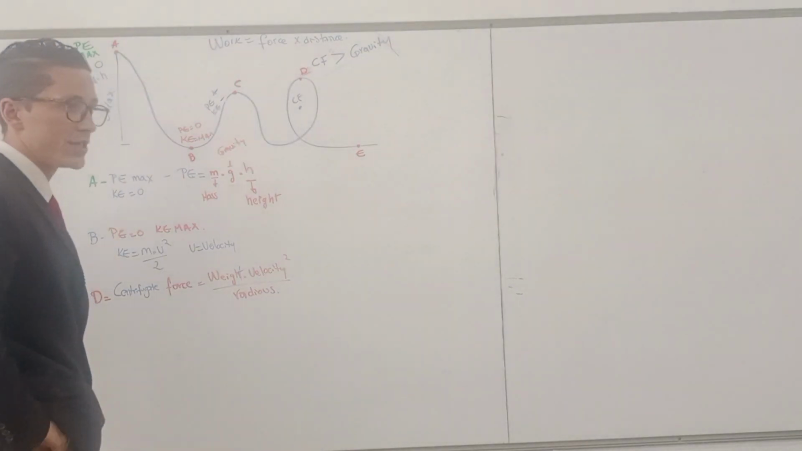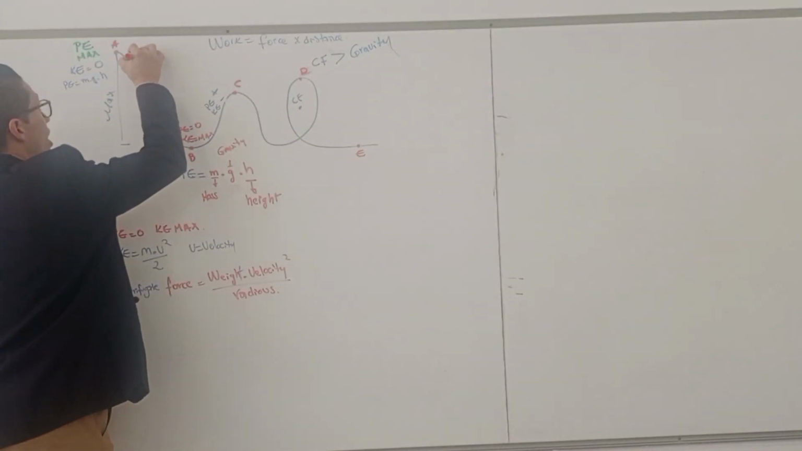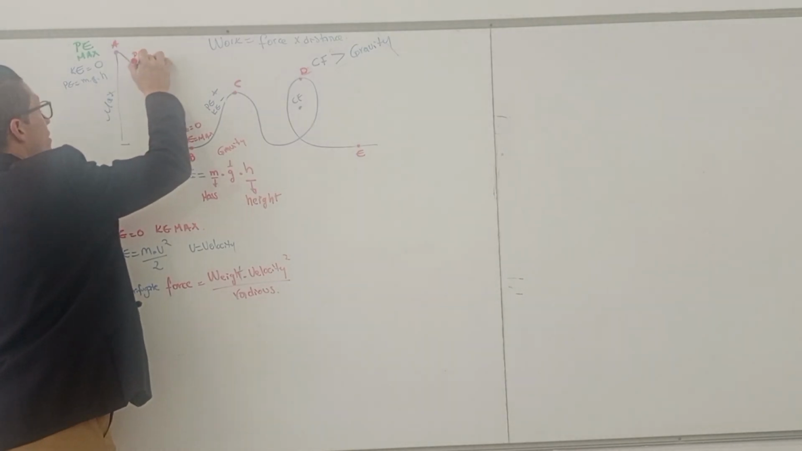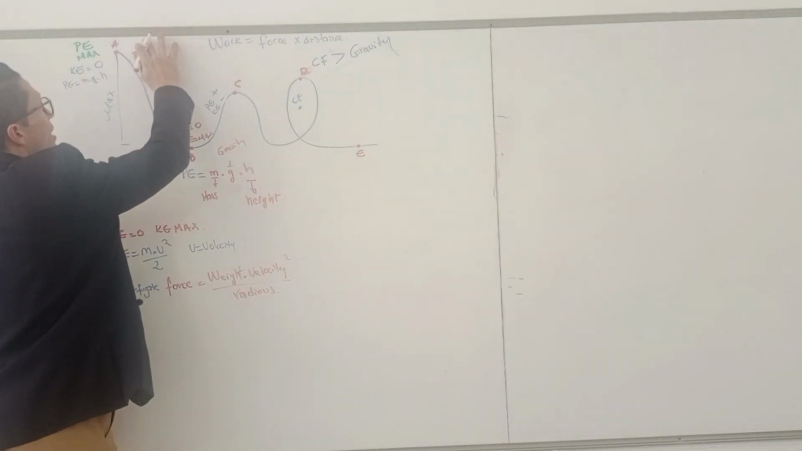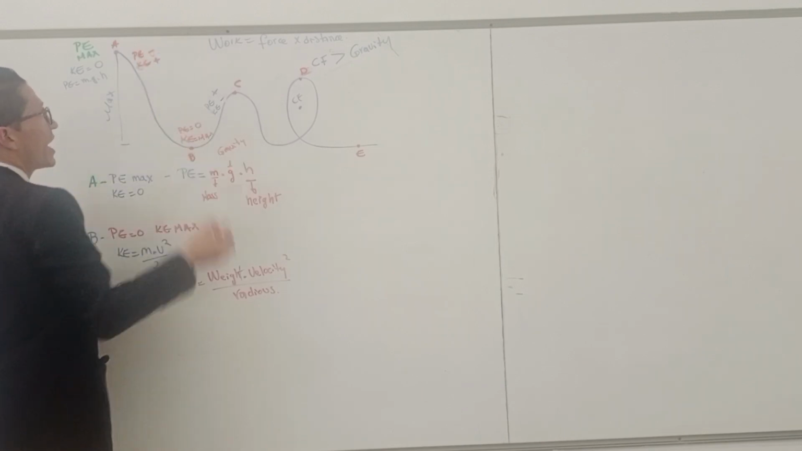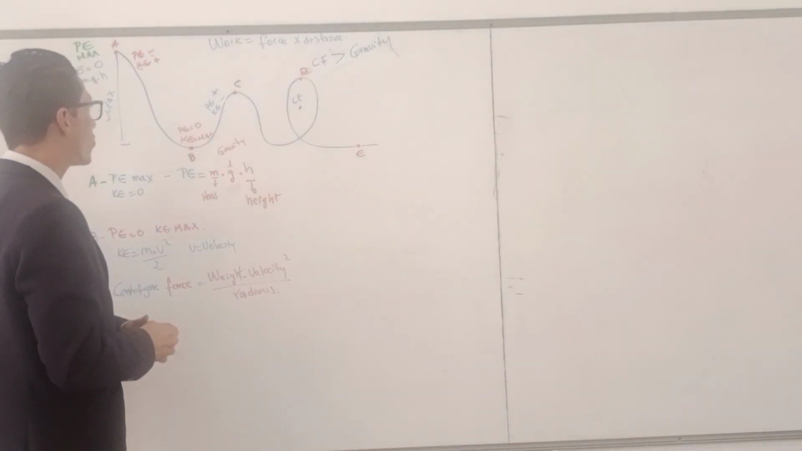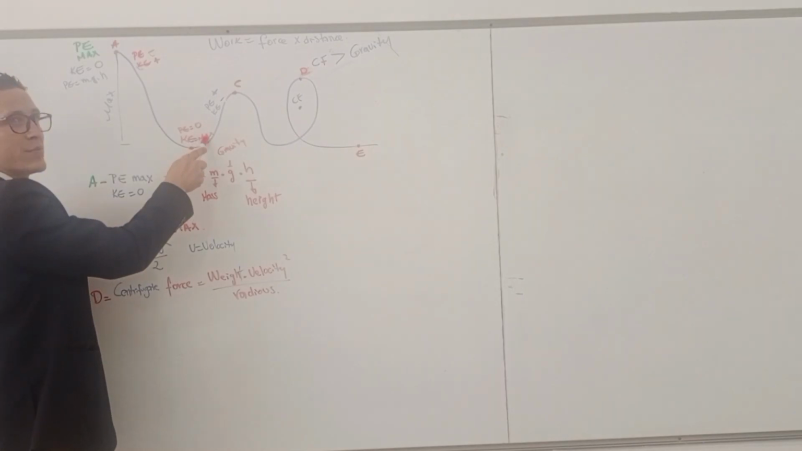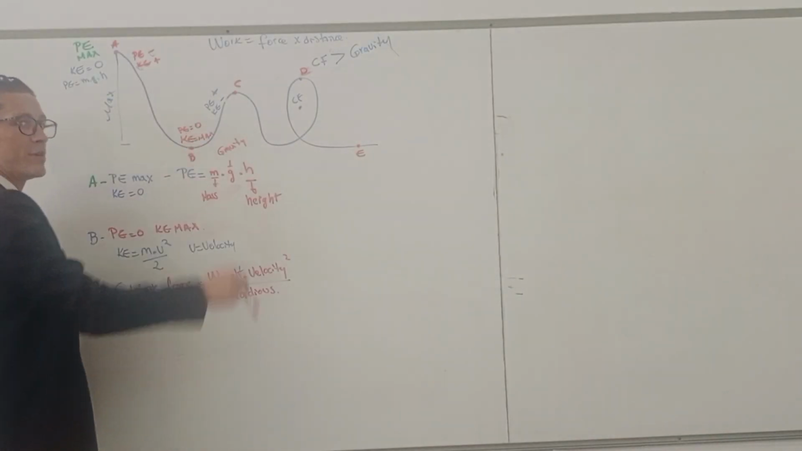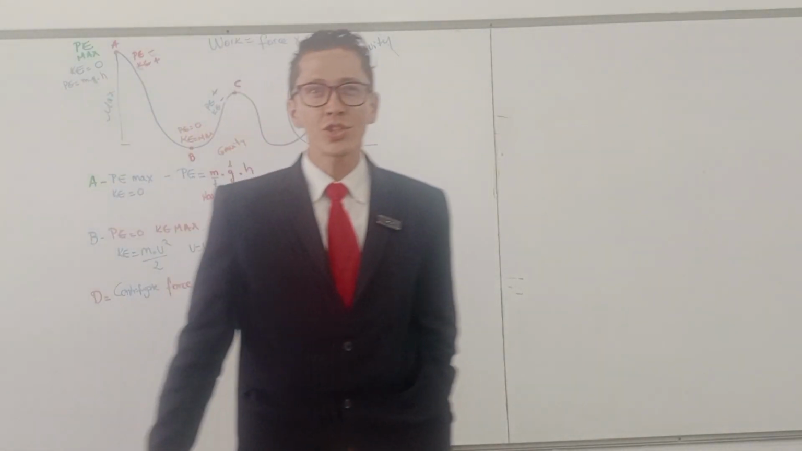Now let's resume this in this way. Potential energy, kinetic energy. Potential energy here decreasing, kinetic energy increasing. That's why the kinetic energy here is the maximum and the potential energy here is the minimum.